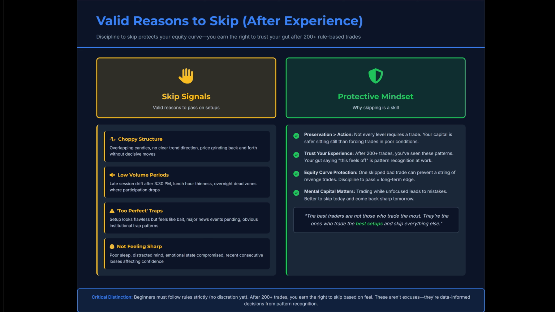Why skip this? Mental capital is as important as financial capital. Trading requires sharp focus, clear decision-making, and emotional neutrality. When you're compromised, whether from lack of sleep, distraction, or emotional turmoil, your pattern recognition doesn't function properly. You miss subtle clues. You misread developing volume. You overtrade or undertrade. After 200+ trades, you know what sharp feels like versus compromised.